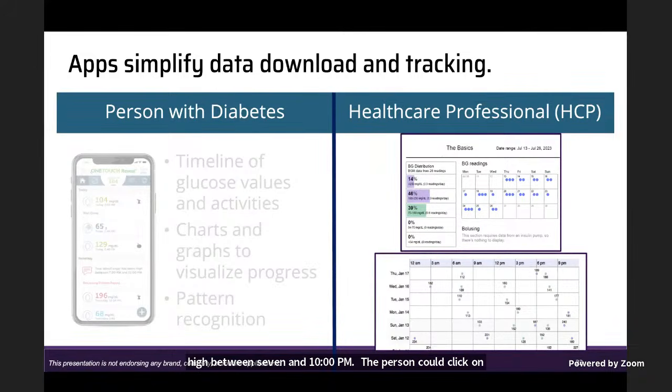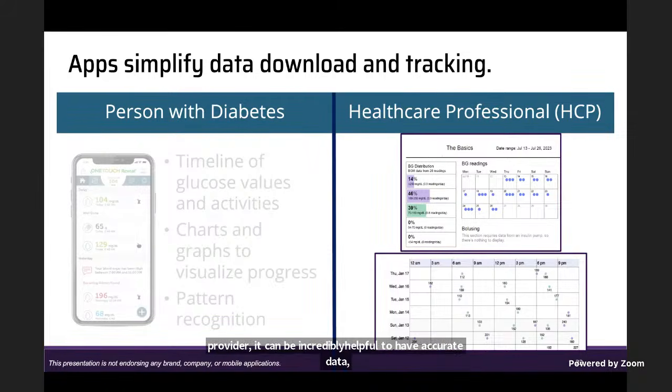And for the healthcare provider, it can be incredibly helpful to have accurate data, to have reports that make it easy to interpret all of the glucose data, which eliminate concerns about data entries, illegible handwriting, and concern of people forgetting their logbook or their meter at visits, which I'm sure many of you might be able to agree with. So this helps tremendously to see it for both the person and the healthcare provider.